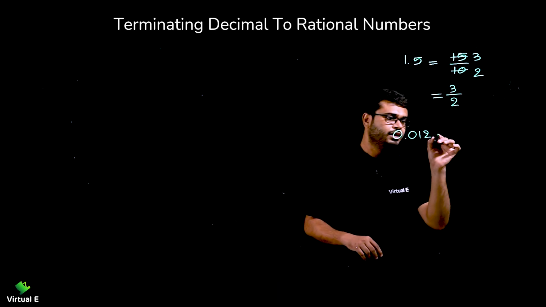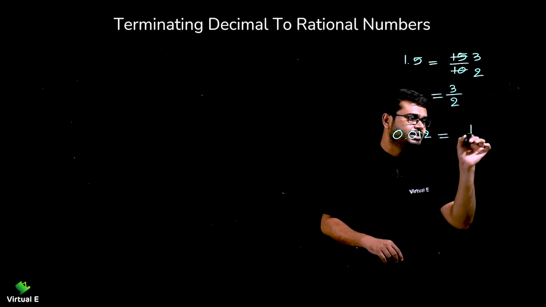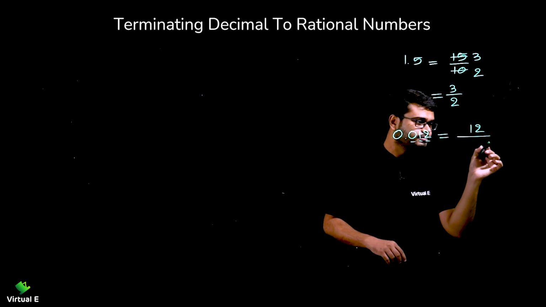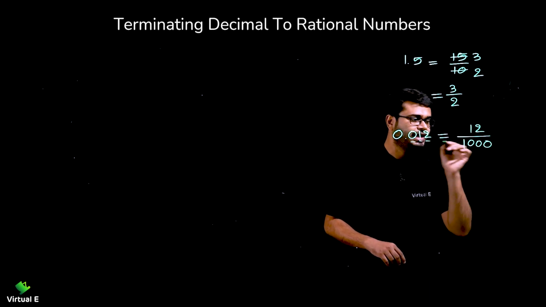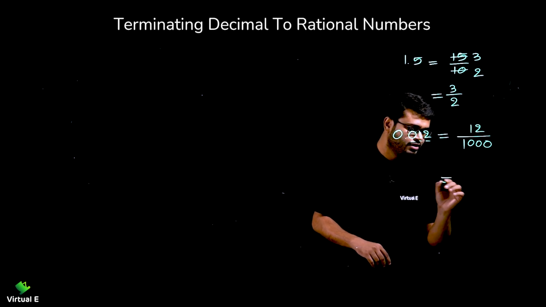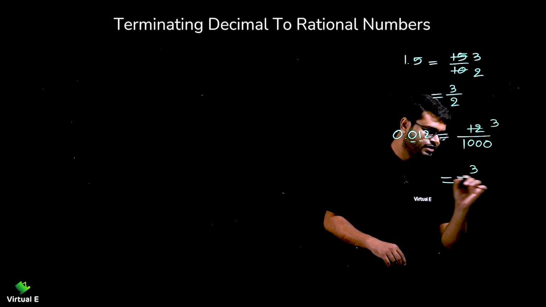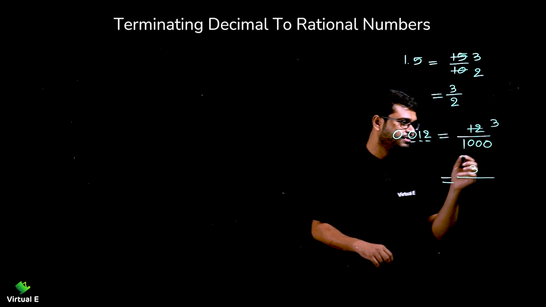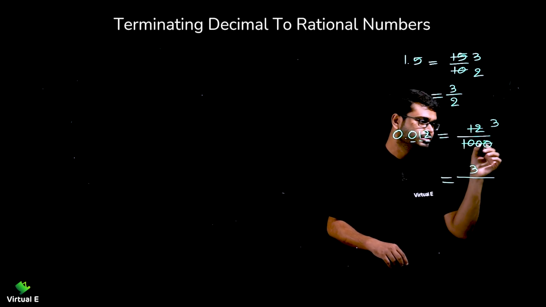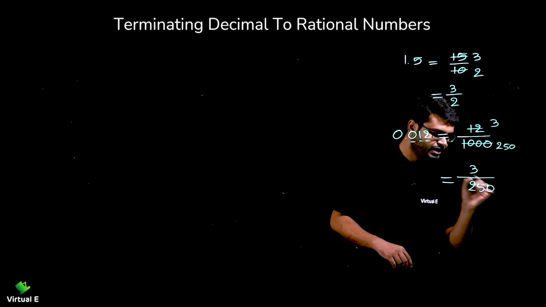0.012, right? So let's write only the number without 0, that is 12 over here. And how many places are there? 3. So 3 zeros over here and 1. Very simple way to do it, right? I think we can divide by 4. So here 4 3s are 12, so let's write 3 over here, and in this case 4 250s are 1000, so 250 will be there. So 250 it is.